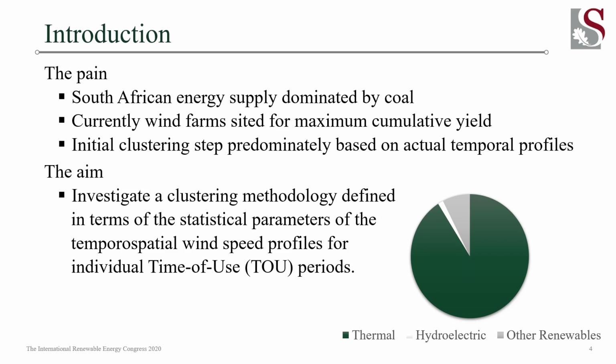Now, the adverse effects associated with the variable nature of wind and solar photovoltaic generation can, however, be mitigated by optimizing the geographic siting of these resources. This work explores the application of a self-organizing map approach for the clustering of temporospatial wind speed profiles with a view to derive clustered resource maps for the subsequent use in a siting optimization study. Unlike the most common approach, which clusters the actual temporal profiles, the clustering is performed using feature vectors defined in terms of the statistical parameters of the temporospatial wind speed profiles, and these profiles are defined for individual time of use periods.